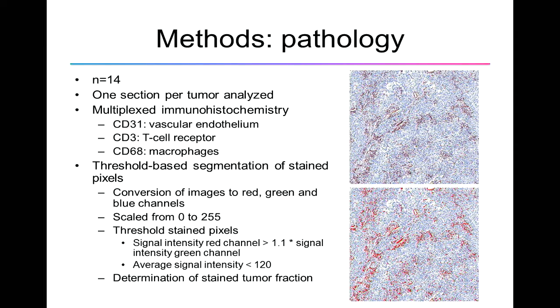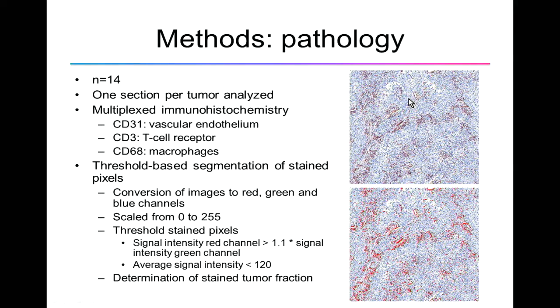One section per tumor was analyzed using multiplexed immunohistochemistry, using the following markers: CD31 as a marker for vascular endothelium, CD3 as a marker for T cells, and CD68 as a marker for macrophages. And here you see a representative microscopy image of a CD31 stained tumor section in which vessels are stained red.